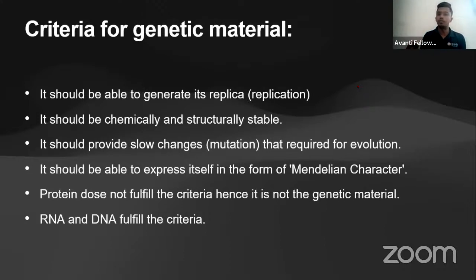First thing, it should be able to generate its copies, or it should be able to photocopy itself. Why is this important? Now look, you are made up of 30 trillion cells. The number of cells is so huge, and all of the cells should have the same genetic material. We know that it is a mitotic division.